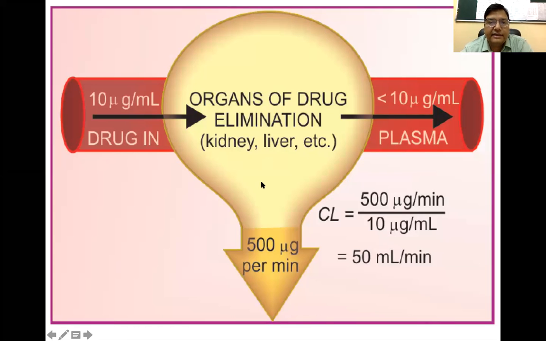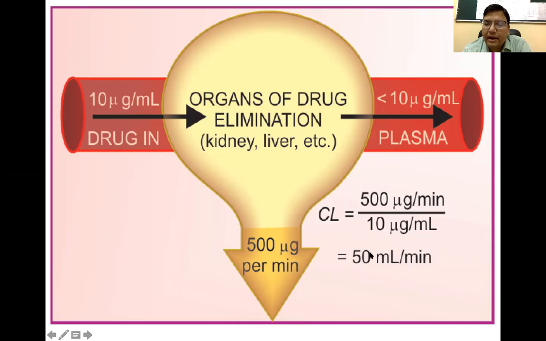So if we see this, this is the organ of drug elimination. Suppose it is kidney, and 500 microgram per minute of drug is excreted. That is the rate of elimination, and the plasma concentration of a drug is, suppose, 10 microgram per ml. So the clearance is rate of elimination divided by the plasma concentration. That is 500 divided by 10. So it comes out to be 50 ml per minute.